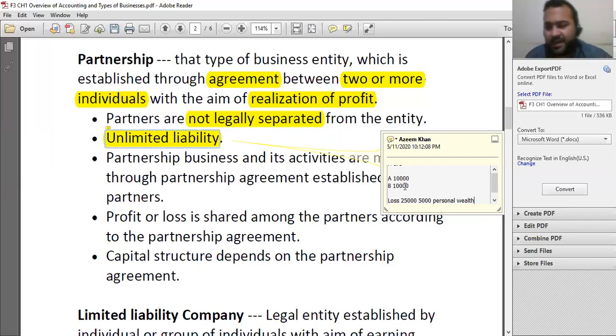Another situation may arise. For example, if we have a remaining amount of 5,000, and A has personal wealth but B does not have personal wealth, then A cannot say that I will only pay 2,500 according to my invested proportion. The total 5,000 will be paid by A. Clear or not? Clear. Okay, unlimited liability. Now move on.